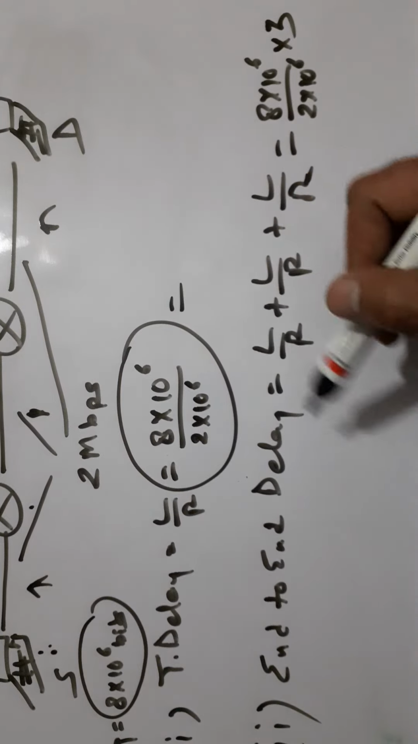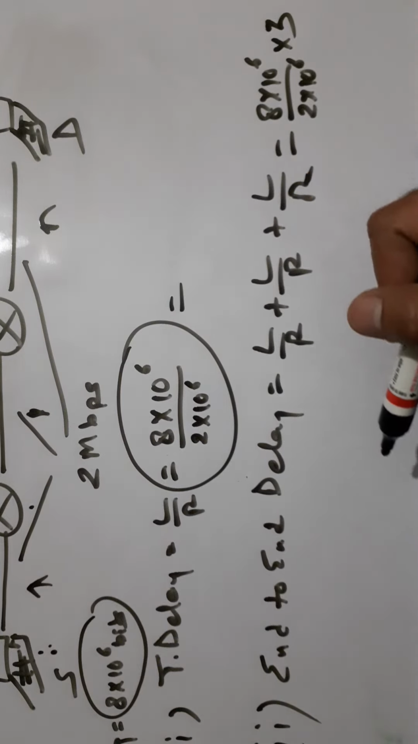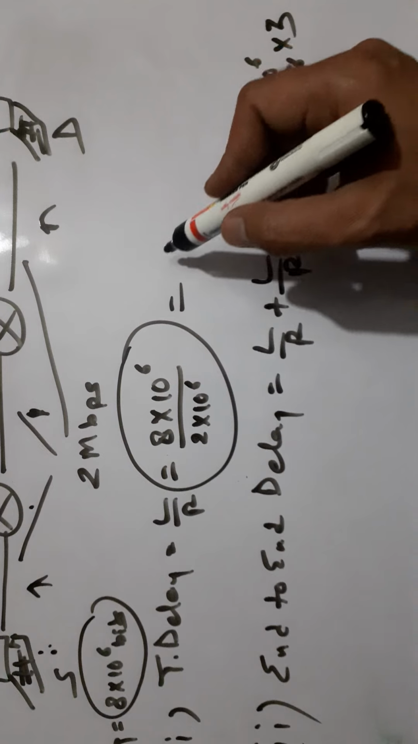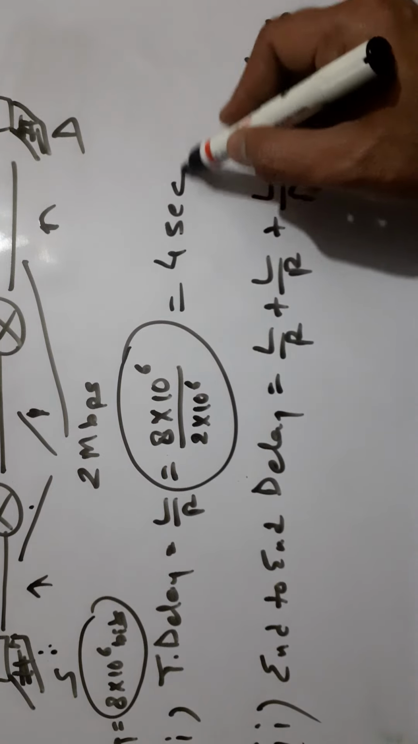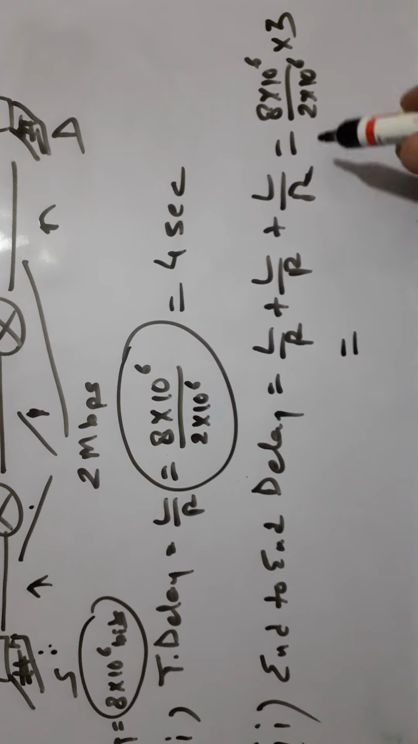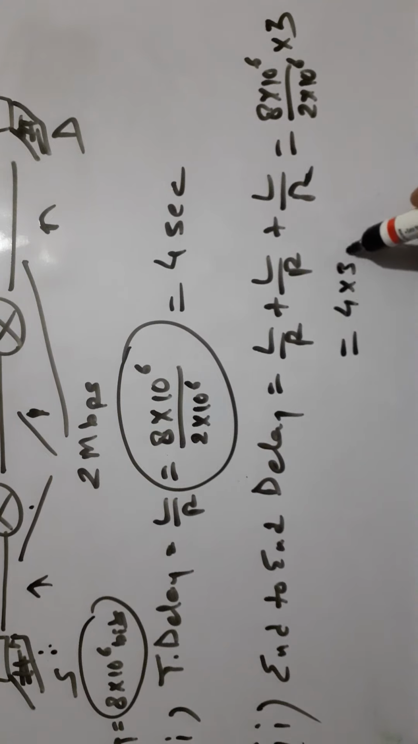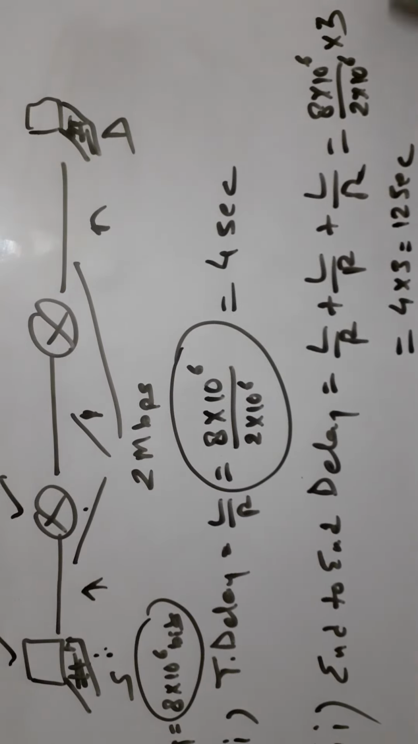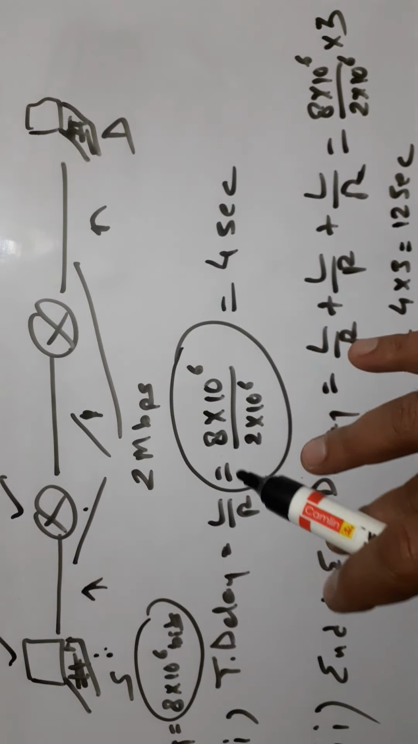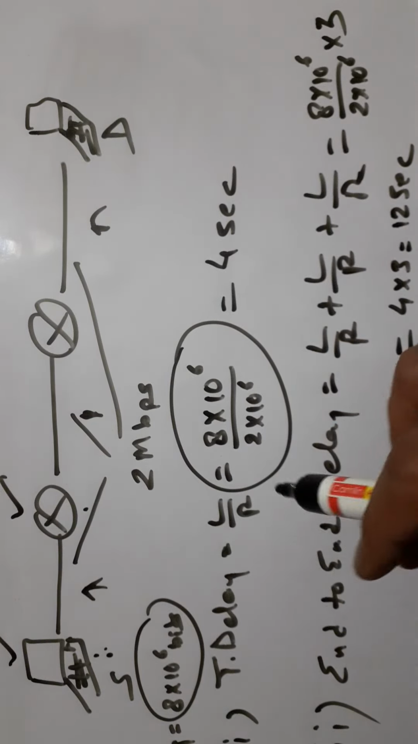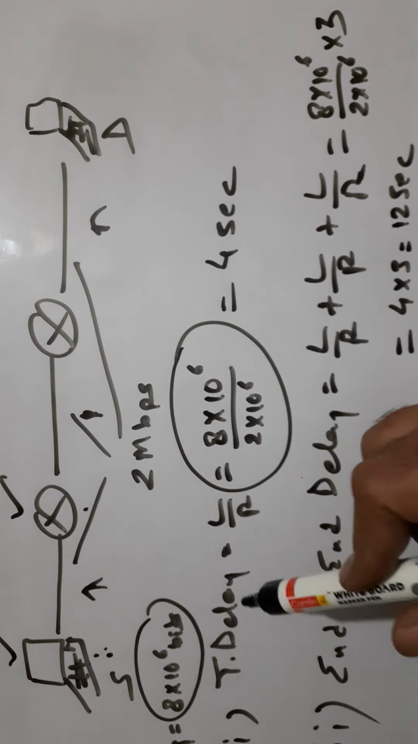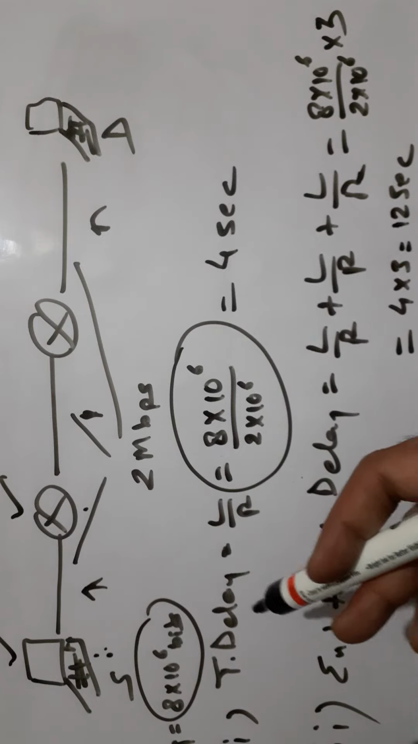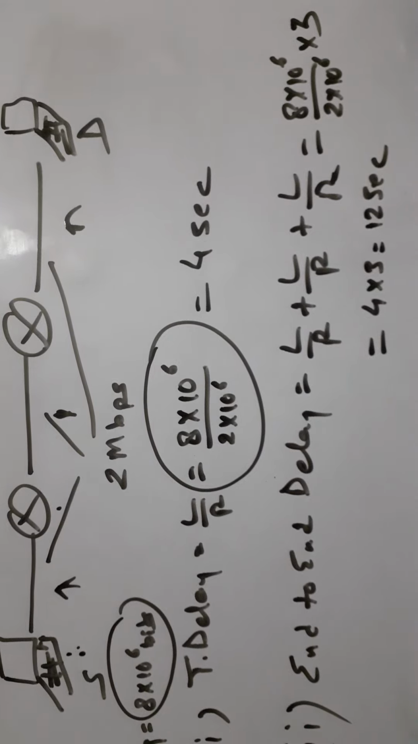So this would come out 4 seconds, and this would come out 4 into 3, 12 seconds. So this particular question is very easy, because in this part of the question we did not have to divide the whole message into small packets, and we just need to transmit the complete message from source to the destination. So that's why it's very easy.